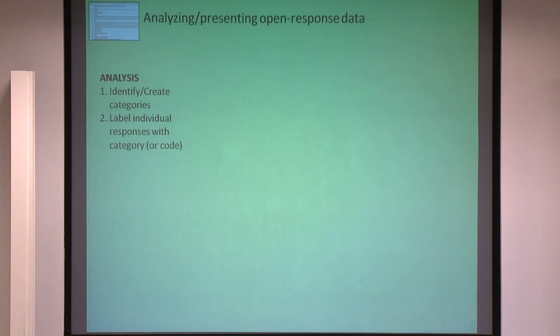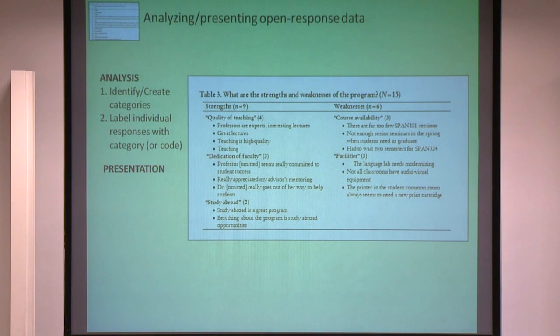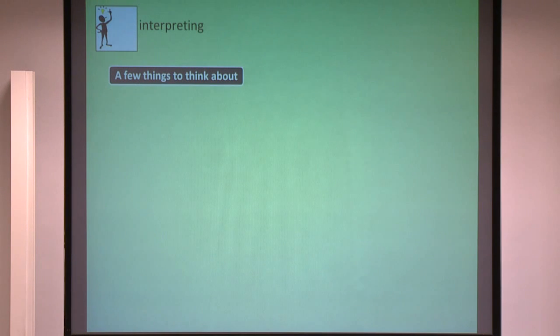More information here. Presentation could look like this in a table. Typically, the organization of categories will be by theme. I don't know if you can see that, but that says you got strengths and weaknesses. There's a lot of those, right? Under strengths: quality of teaching, dedication of faculty, study abroad. Weaknesses: course availability, facilities. These are your categories that you found during the coding process, and maybe the frequency of these, how many people said that stuff. That's very brief. It's a real overview. Refer to other texts for more information.